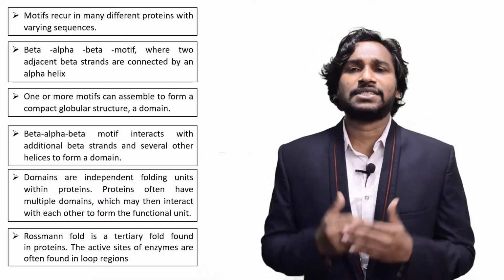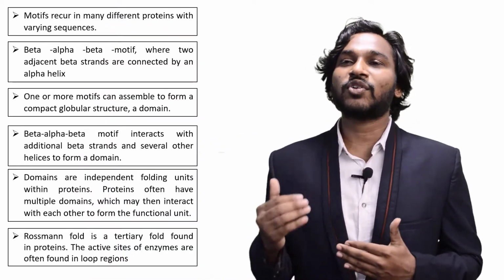The Rossmann fold is a tertiary fold which is found in proteins that bind to nucleotides such as enzyme cofactors. These enzyme cofactors are FAD, NAD+, and NADP+. This Rossmann fold is composed of alternating beta strands and alpha helical segments, where the beta strands are hydrogen bonded to each other, thereby forming an extended beta sheet, and the alpha helices surround both faces of the sheet to form a three-layered sandwich. The active sites of enzymes are often found in loop regions.